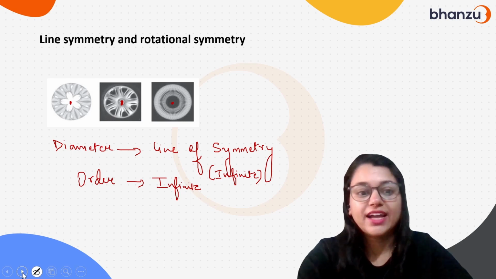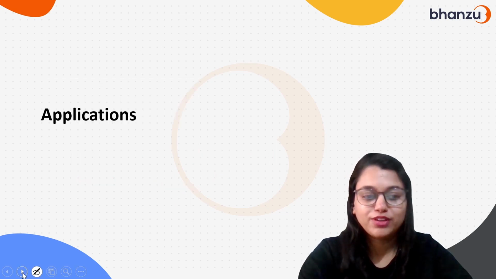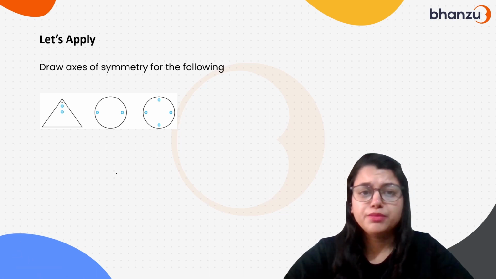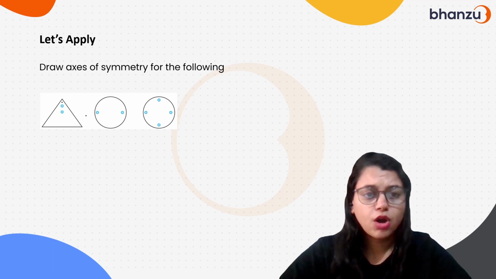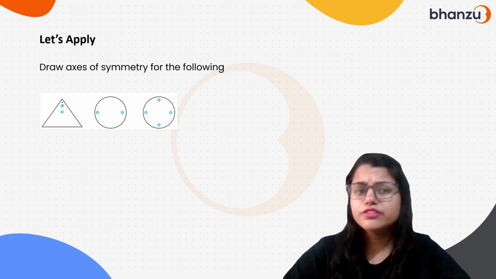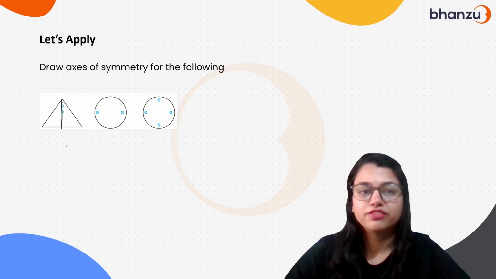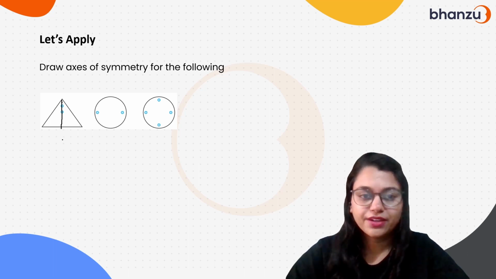Now students, it's time to see the application part of it. So remember the brainstorming question I gave you? Here you have to draw the axis of symmetry for the following. How will we draw it? The first figure is a triangle. So we will draw a straight line from this vertex so that it will divide these two holes into two halves. So this is the axis of symmetry here.